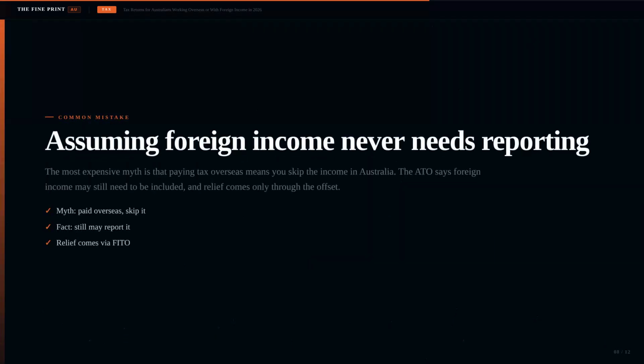The biggest mistake people make is believing that because they pay tax overseas, they do not need to report that income in Australia at all. According to the ATO, that is wrong. The foreign income may still need to be included in your Australian return, and relief only comes through the foreign income tax offset when the rules are satisfied. If you simply leave the income off, you risk an ATO adjustment later, and for someone with recurring overseas salary, that mistake repeats every single year.